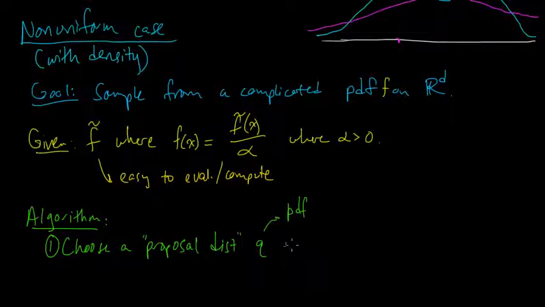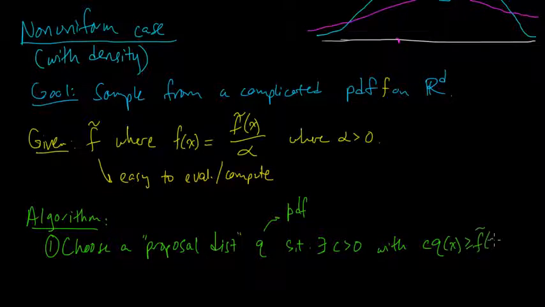And Q needs to satisfy the property that there exists some constant c where c q of x is greater than or equal to f tilde of x for all x in R^d, for all x in this d-dimensional space. So we need to be able to scale it up so that it's greater than or equal everywhere. And that's a hard constraint that we need to satisfy.